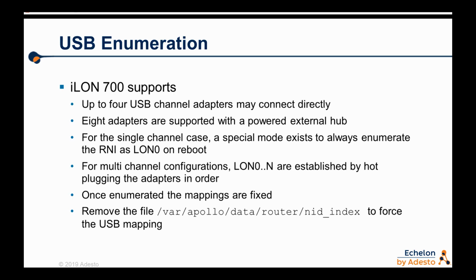For the single channel use case, there's a special mode that allows the iLON 700 to re-enumerate the USB channel every time it starts up. That way, it comes up as LON 0 every time. In multi-channel configurations, you can establish the order by hot-plugging the USB adapters in the order that you select. Once enumerated, the mappings are fixed. By removing a special file, you can start the enumeration all over again if you need to change it.